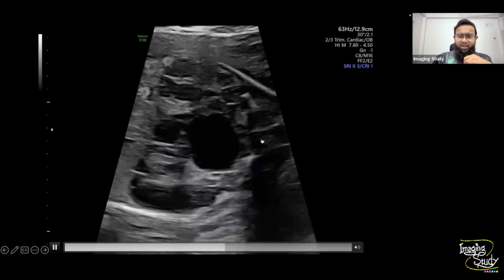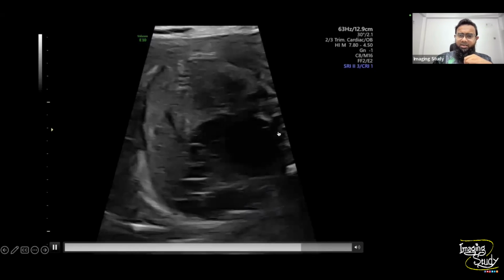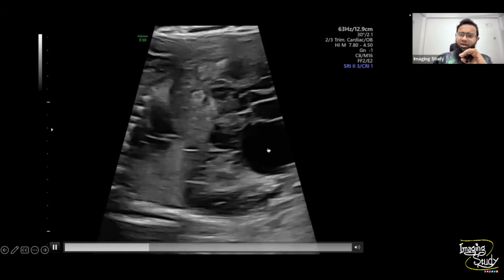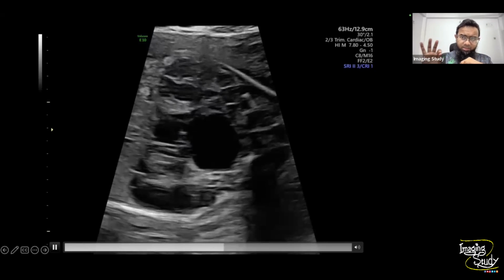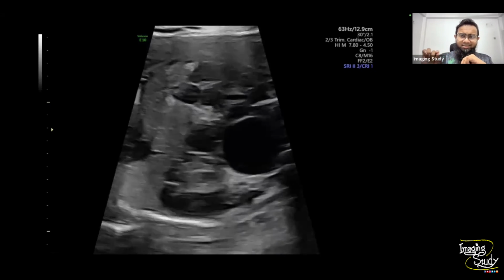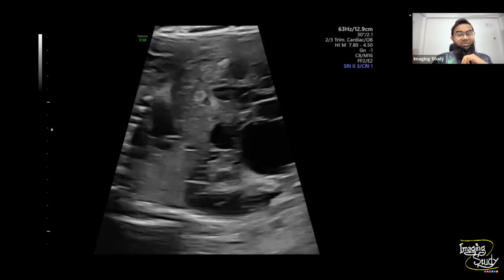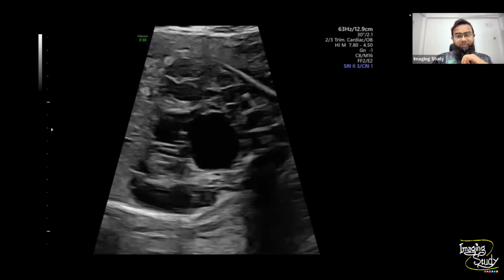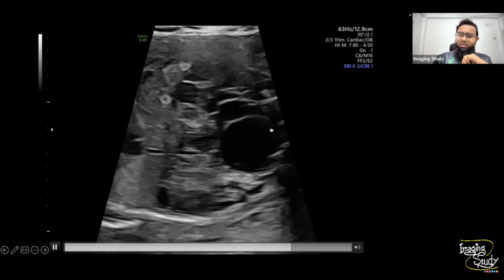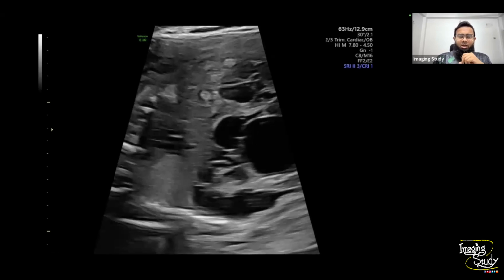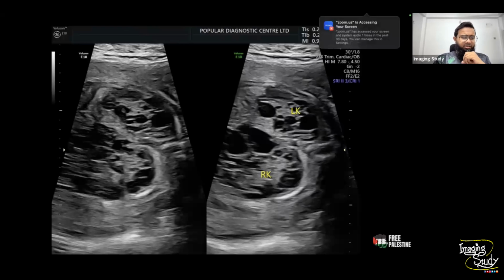Okay, you can see here, this is the area for the urinary bladder, and there was no urinary bladder we could find during our 30 minutes of scan. At least a few drops of urine should be present if the kidneys can produce some urine, but there was no urine within this part. Okay, so this is a case of multicystic renal dysplasia.